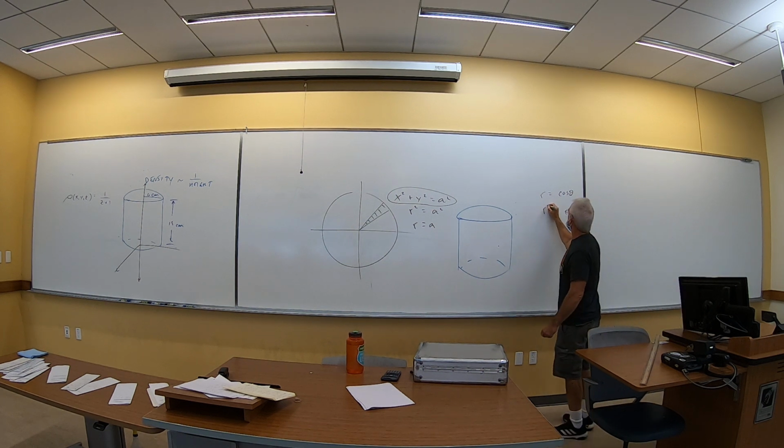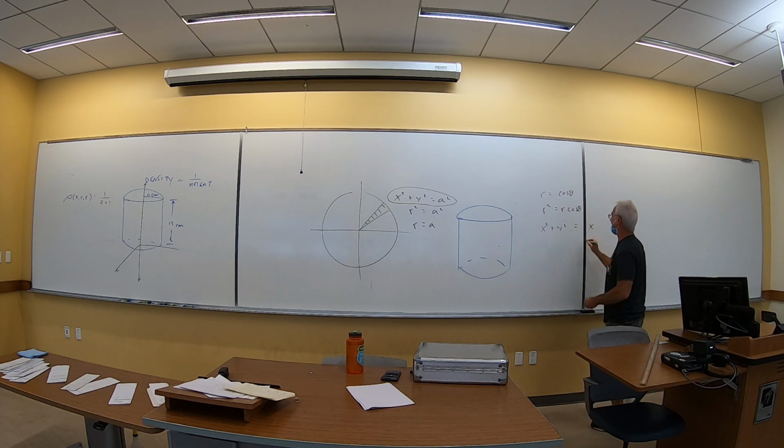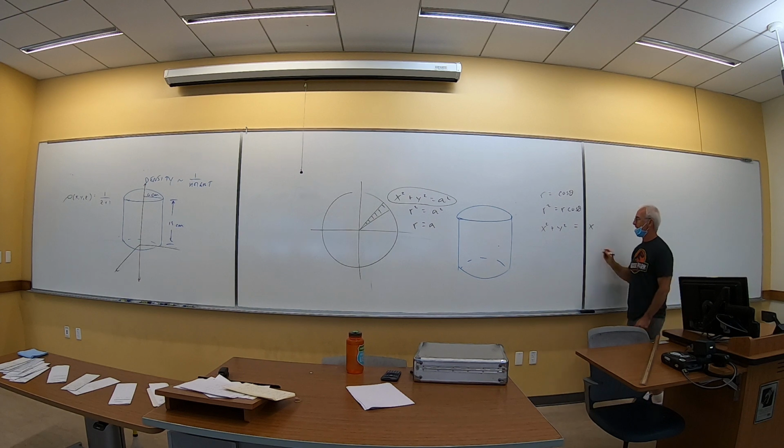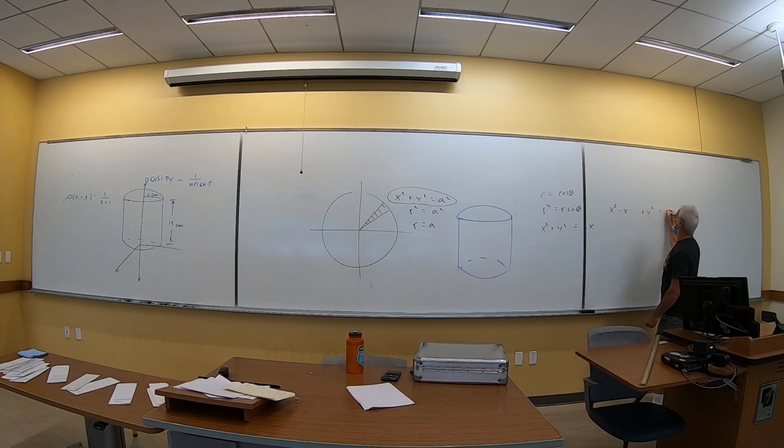So multiplying both sides by r gives me this. Now my left side is x squared plus y squared, and my right side is x. How about if I do x squared minus x plus y squared equals 0? How about if I make that, what goes here? Completing the square. Half the coefficient would be, and what goes here? The square of that.